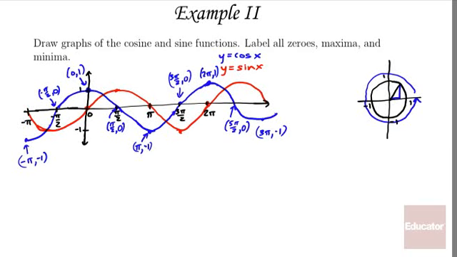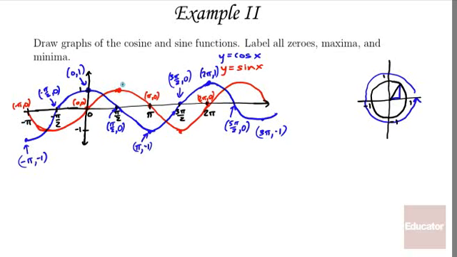And now let me do the zeros of the sine graph. There's one at 0, 0, -pi, 0, and pi, 0, 2 pi, 0.